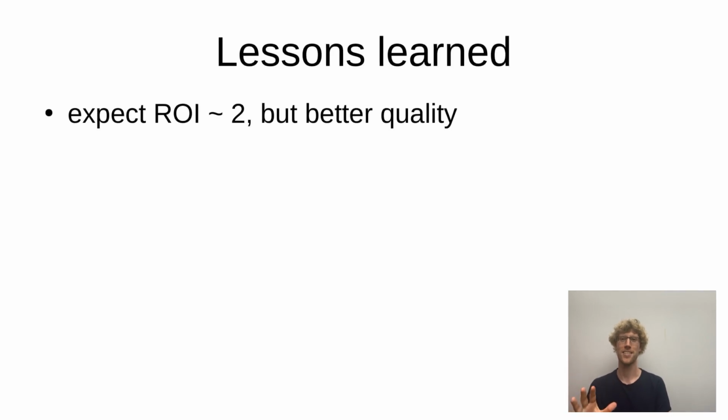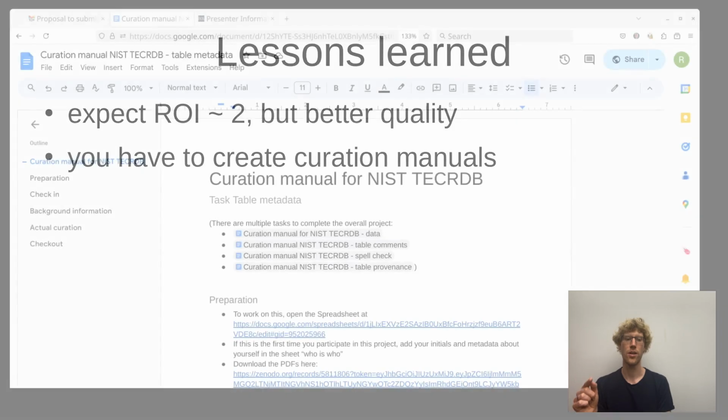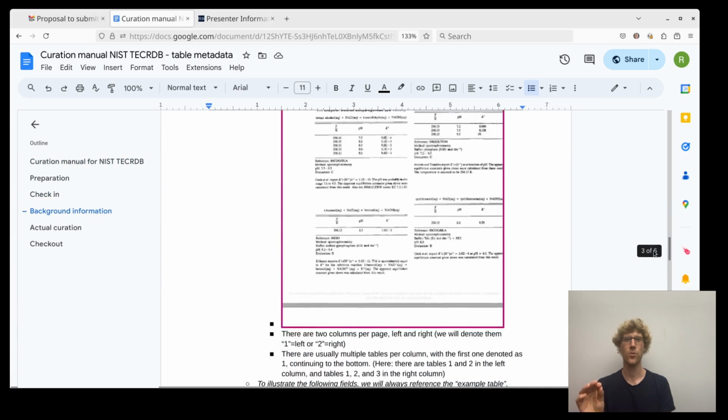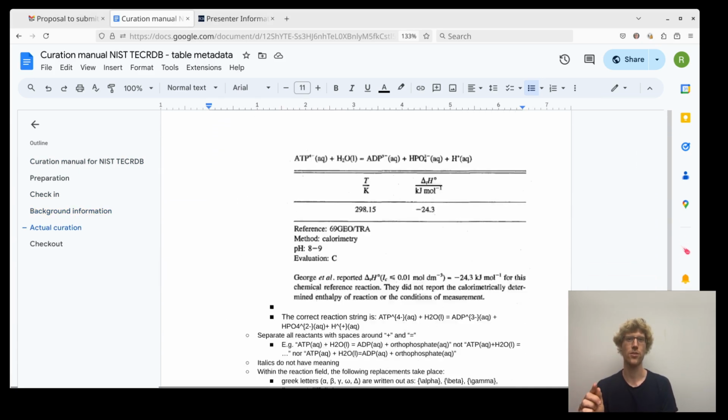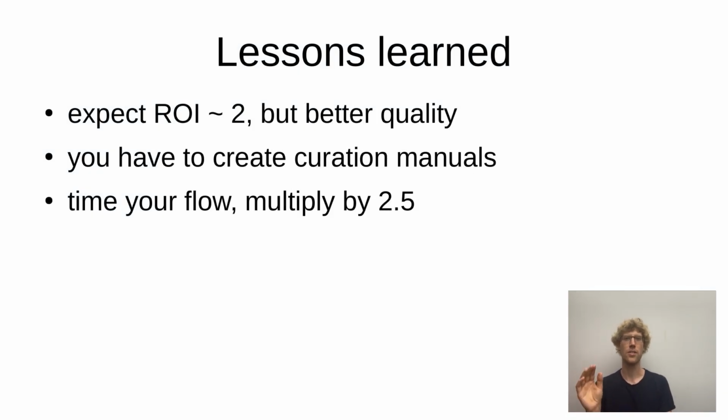Cool. So I also promised to share some lessons learned, right? And one lesson is expect a return on investment of 2. Only 2. So for every hour I invested, I got 2 for free in return from volunteers, but not more. You have to create curation manuals, which are really, really detailed, pages long, to really detail what it's about. What are you going to curate? How? Then try out the task yourself.